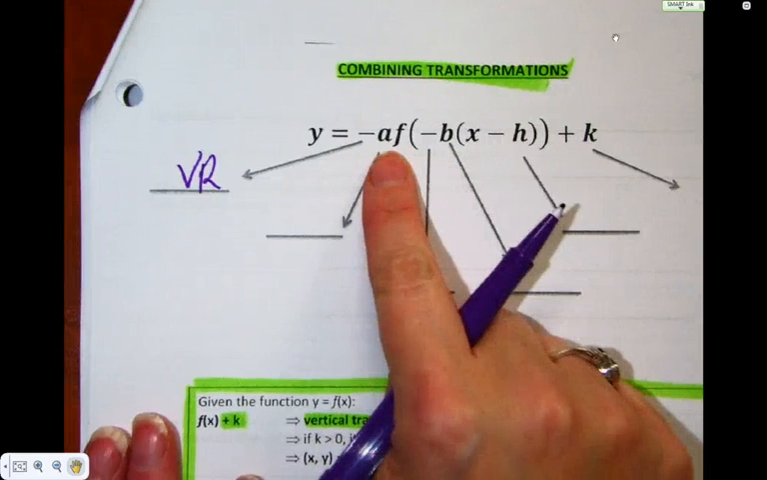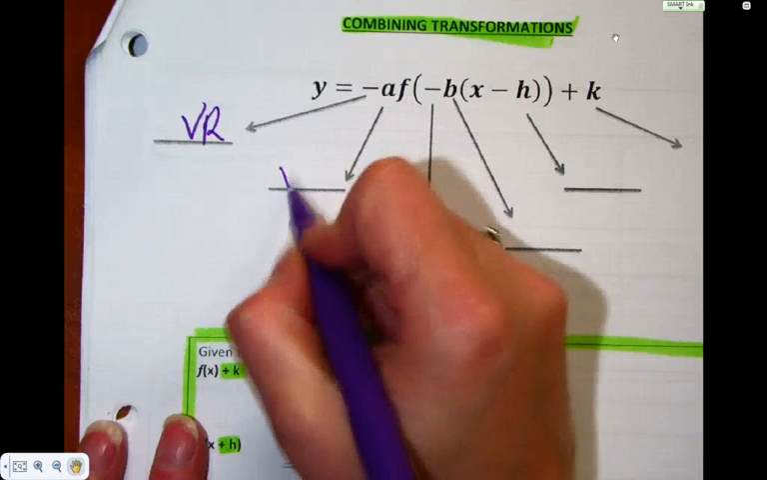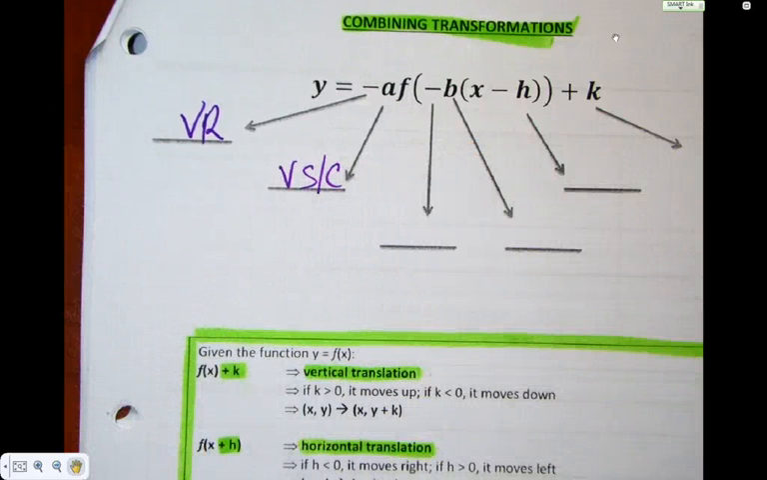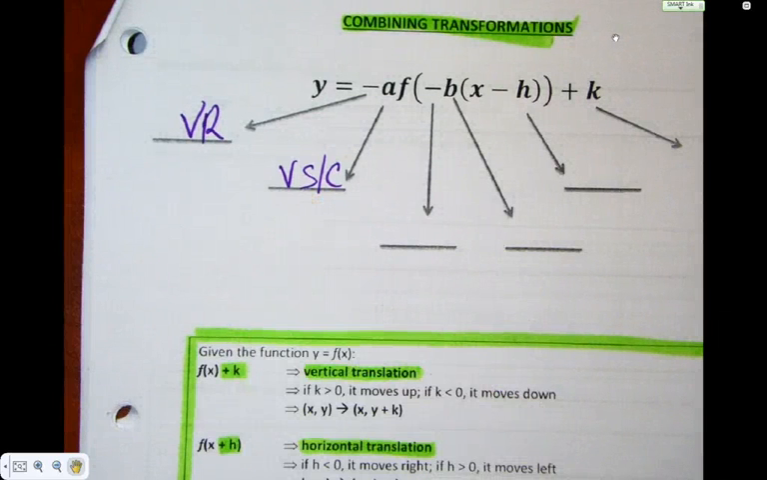The a value, so a multiplication in front of the function: vertical stretch or compression, and how do you know which one it is? Whole numbers are stretches. So if you need to make a note for yourself, S is the whole number. Compressions are the fractions.